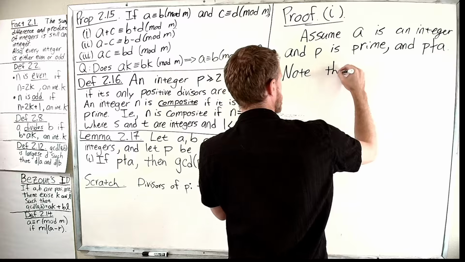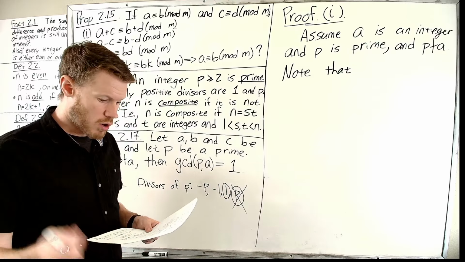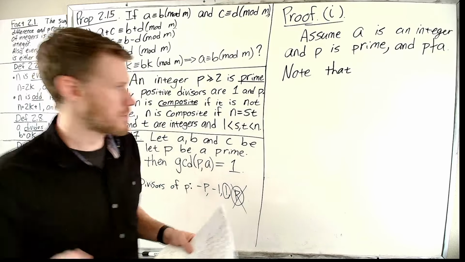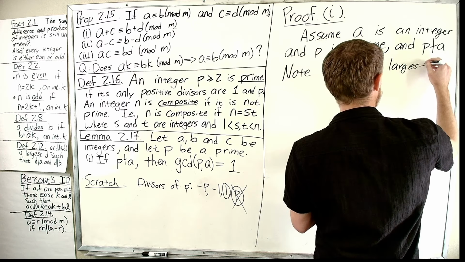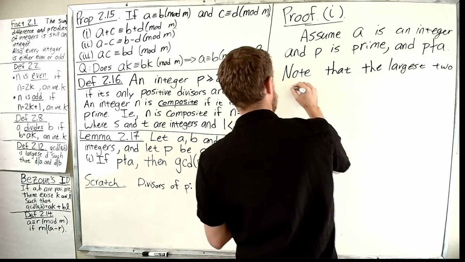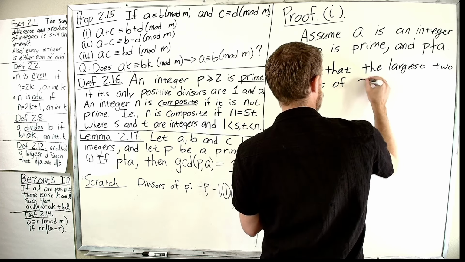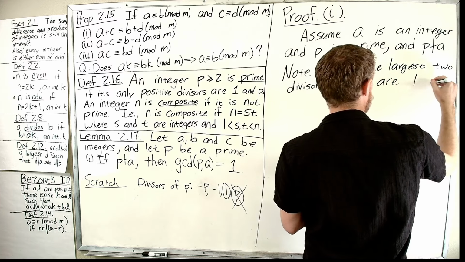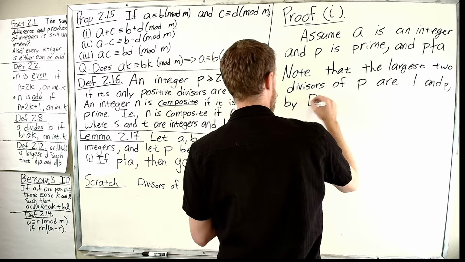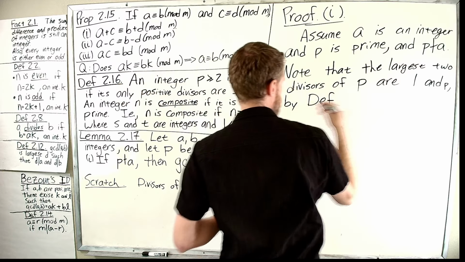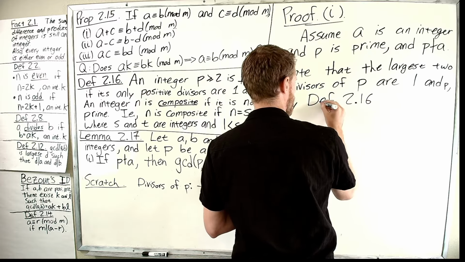Note that, now we're going to go through this logic. Note that the largest two divisors of p, the top two divisors of p, are 1 and p. And that's by the definition of being a prime, Definition 2.16.